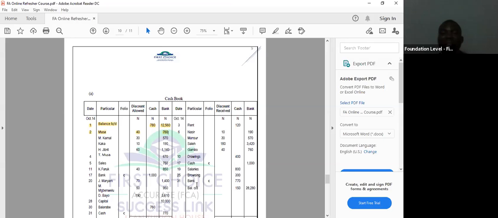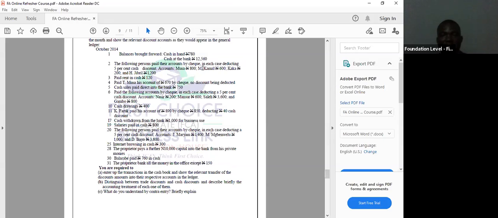So after that, another one that you need to look at is the second one. So I'll just explain this and we'll move on. We have Kame here, that's 600. So we have to find the 5% of it as well. 5% of this should be 30. 600 minus 30 will give us 570. Then we have Kaka as well, that's 200. 5% of 200 will give us 10. 200 minus 10 gives us 190.